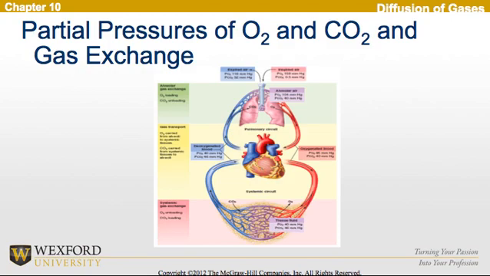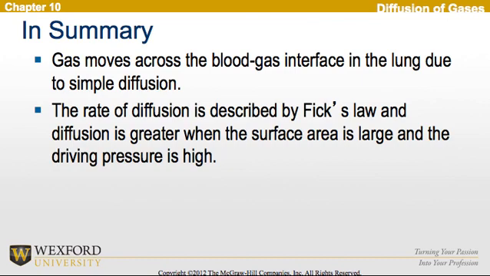In summary, gas moves across the blood-gas interface in the lung due to simple diffusion. The rate of diffusion is described by Fick's law, and diffusion is greater when the surface area is large and the driving pressure is high.